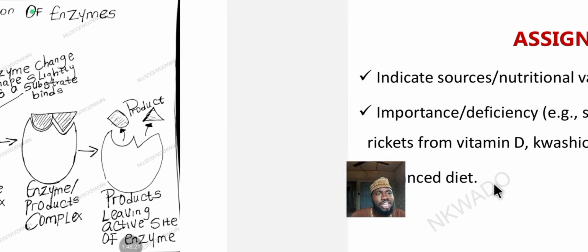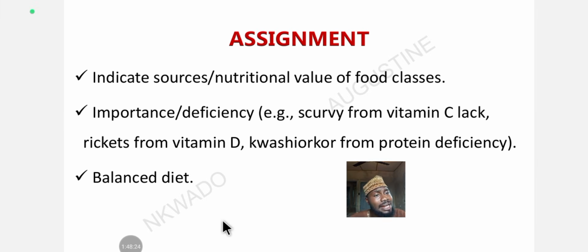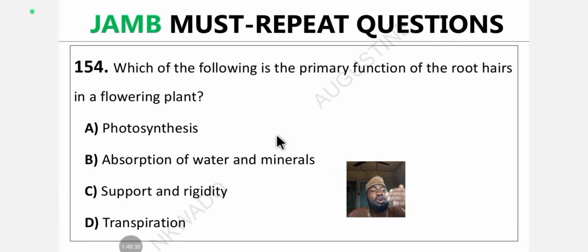Now that we have understood digestion and nutrition in both plants and animals, different organisms, let's take some JAMB must-repeat questions to further test the knowledge we've acquired so far. JAMB must-repeat questions. Question 154. Which of the following is the primary function of the root hairs in a flowering plant?